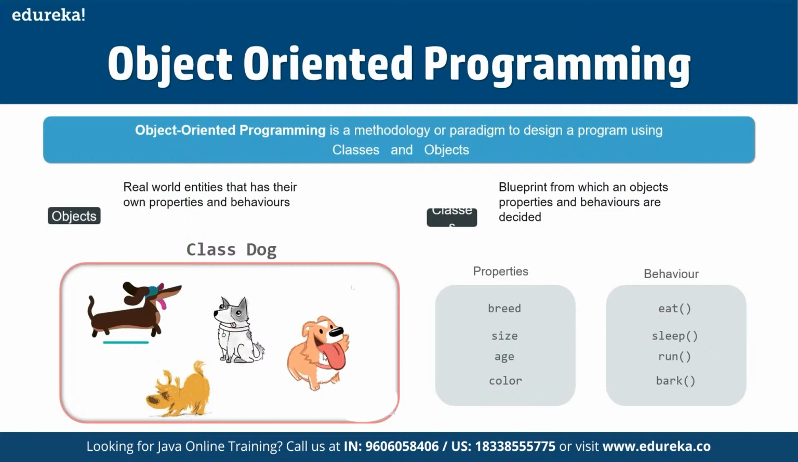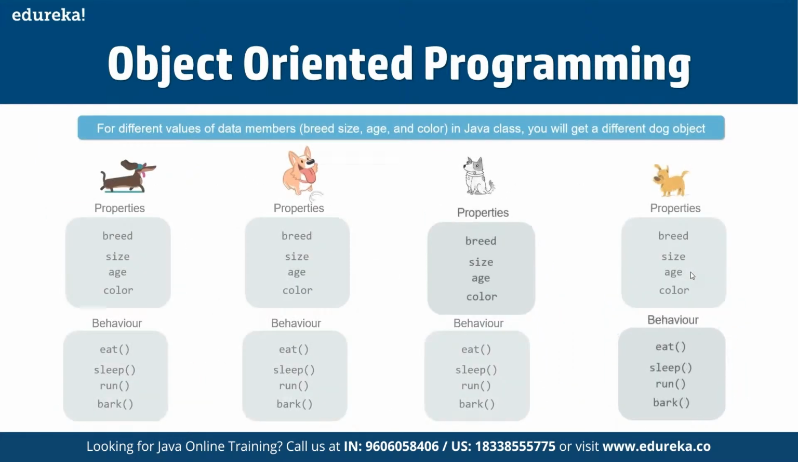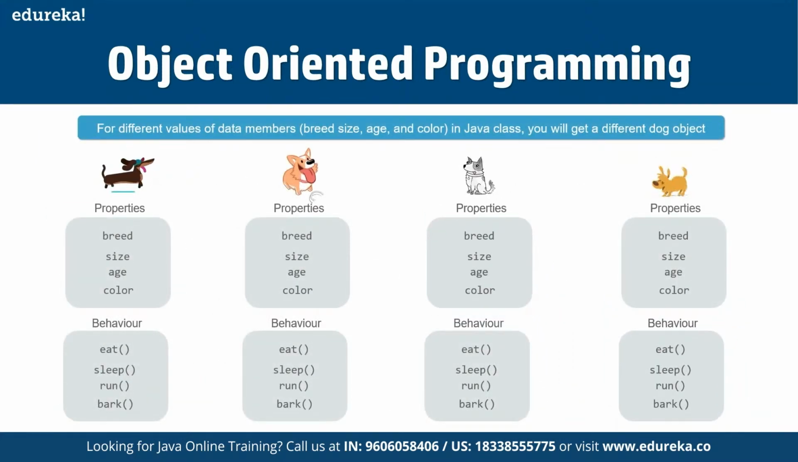They all have a common characteristic, which means they all are dogs. They all walk on four legs, and they have multiple properties because we have different breeds, sizes, ages, and colors. And then we also have different behaviors, like eat, sleep, run, and bark. These are all part of the same class itself, correct? So for different values of data members like breed, size, age, and color in a Java class, we will get a different dog object, because for different properties we will have different dogs defined.